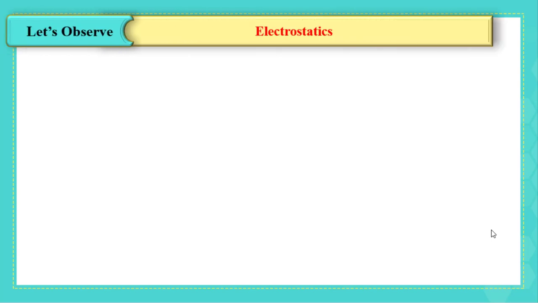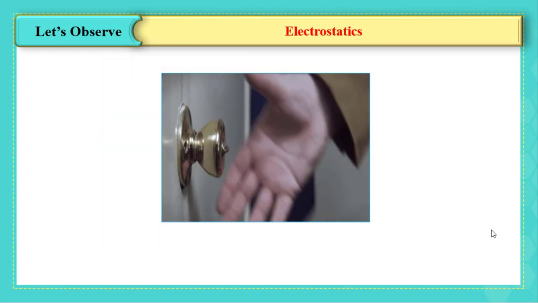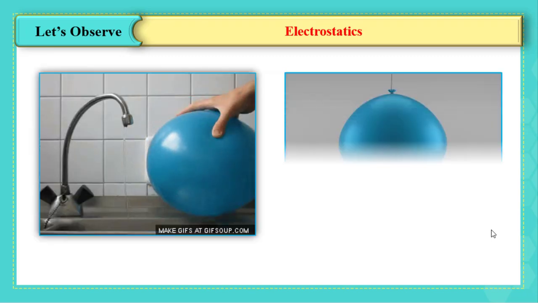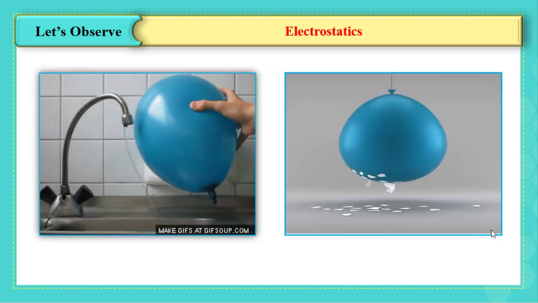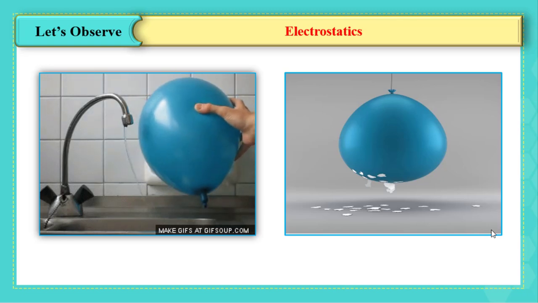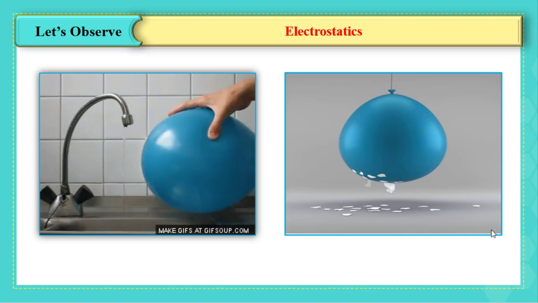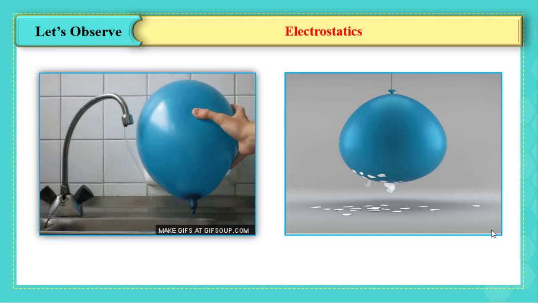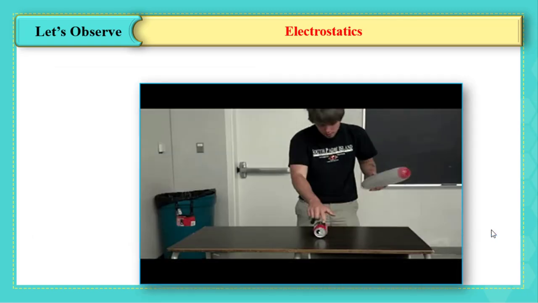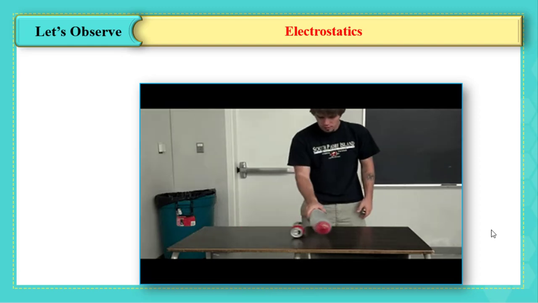Let us see these animations. Watch how the child's hair spikes as he slides down the plastic slide. Sometimes, when we touch the handle of a door or even another person, we receive a shock. In these two examples, observe how a balloon can attract falling water and pieces of paper. See how this man can attract the box by another box and without the presence of a magnet.